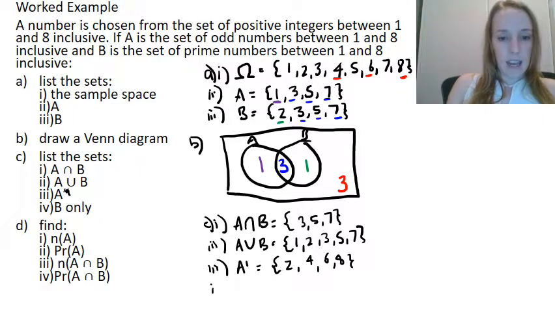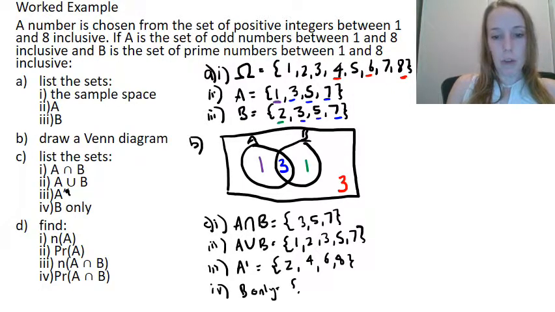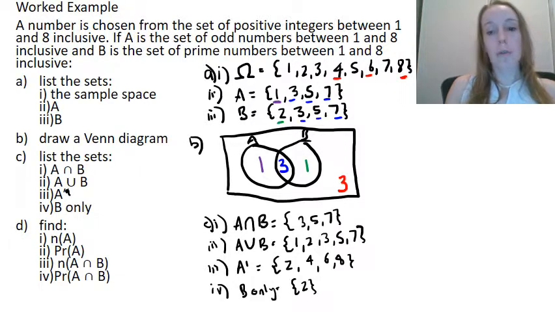And our last one there is B only. So which numbers are found only in B? If we look at our sample space for B, it's just 2. So 2 would be the only number found in B.